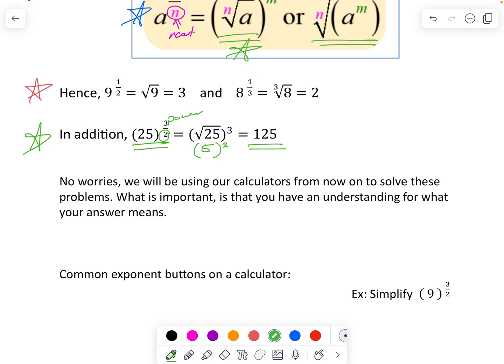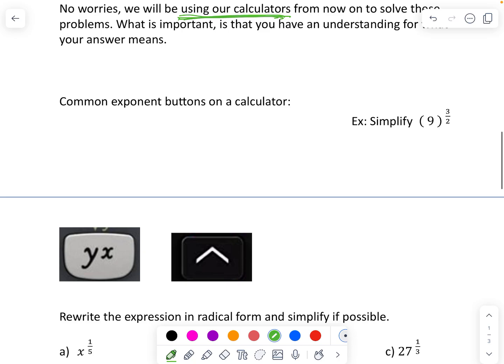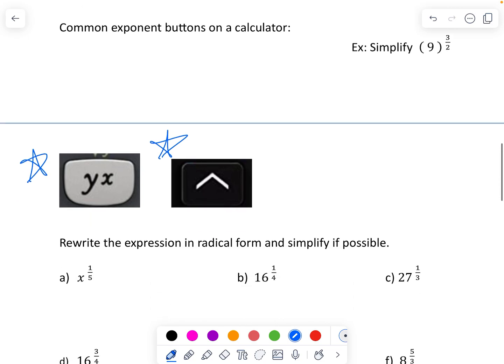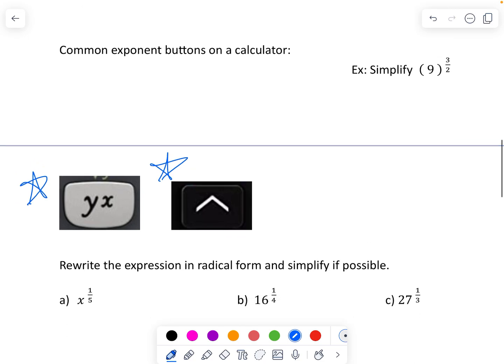So we are going to be using our calculators now, yay, calculators, to solve these. And we're going to be using, it moved to the next slide, some common exponent buttons on the calculator, which are this and this. Actually, for both of them, if we wanted to do this problem right here, we would put in 9 first. Then we would hit either one of those buttons, either y to the x or that up arrow, that caret.